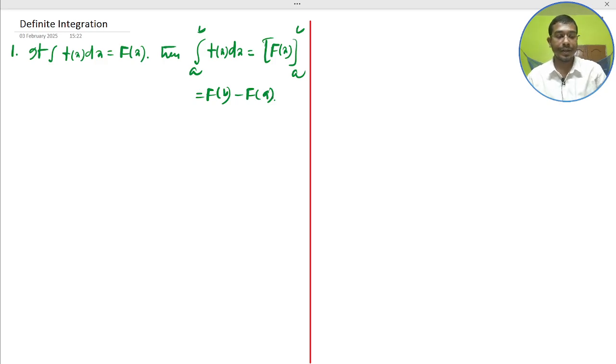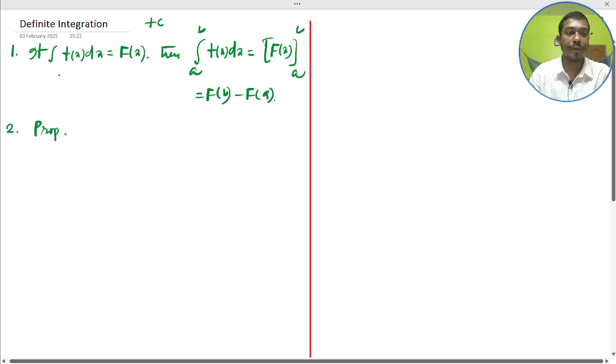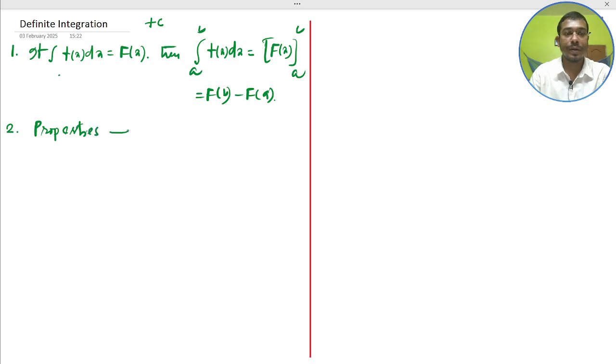Next, the value of a definite integral does not depend on the integration constant. This is very important. For an indefinite integral, we just give plus c, the constant, but here there should not be a constant part. General properties of definite integrals next. These properties are very important, and I think definite integrals are more important compared to indefinite.